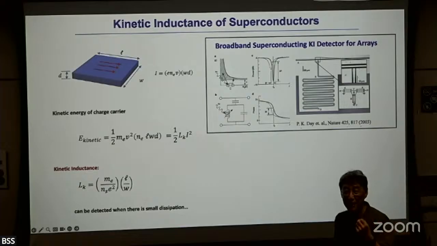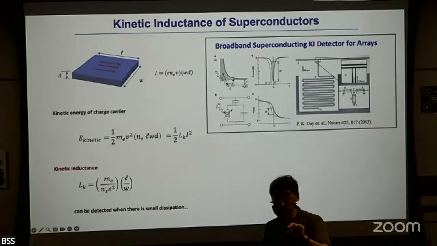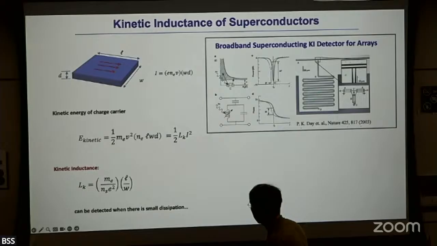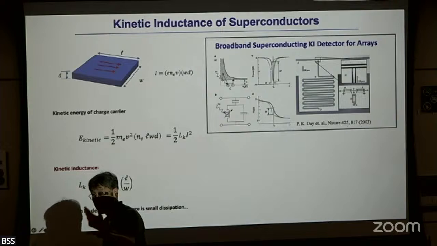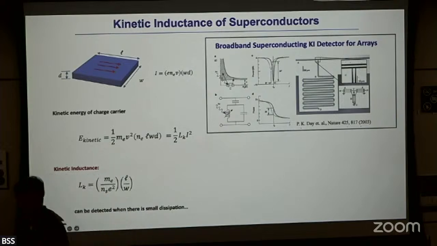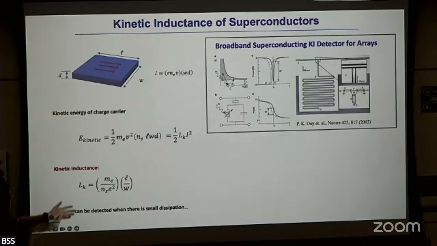People make this superconducting thin film, pattern it into lines, and measure the AC response. From this AC response you get the kinetic response, and based on the AC, the kinetic inductance comes out.